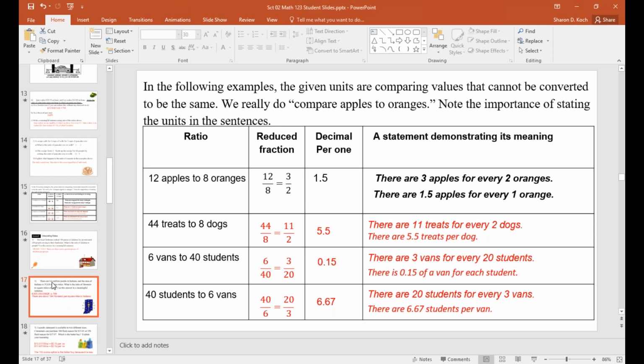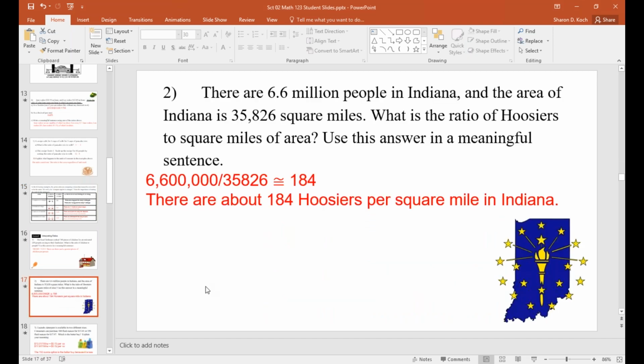Okay, another way we can use ratios. There are 6.6 million people in Indiana, and the area of Indiana is 35,826 square miles. What is the ratio of Hoosiers to square miles? Okay, here's the number of Hoosiers. I wrote it out as a long standard form here. Divide it by the square miles. And so this rounds out to approximately 184.